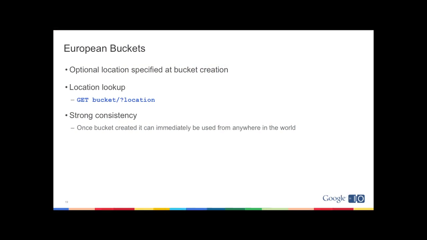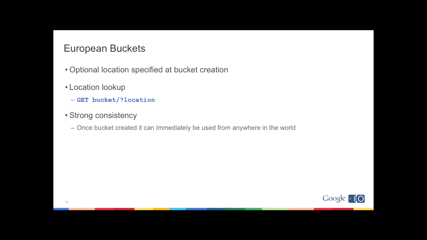Now I want to talk about some more advanced features. The first one is, starting today, you can request that your data be stored in Europe. Before, you could only store data in the United States, and now optionally, if you specify a location parameter at bucket creation time, you can specify where the objects are going to be located. And it's as simple as that. Once you've done that, the rest of the API is the same, and in particular, no one needs to know where the bucket's located to use it.